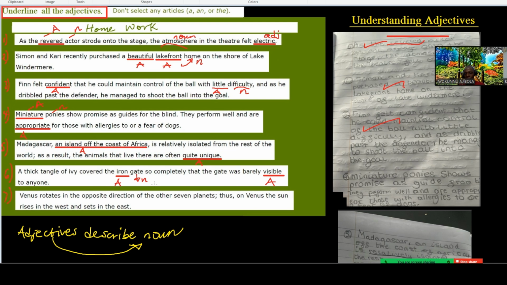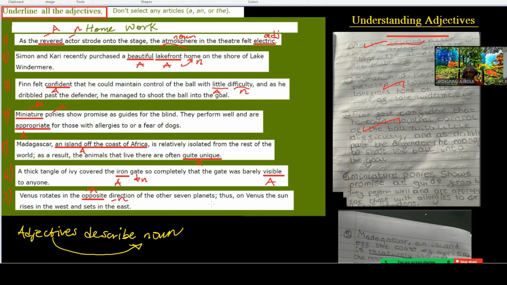Then the last one: Venus rotates in opposite direction of the other seven planets. Thus, on Venus, the sun rises in the west and sets in the east. So, what are the adjectives in number seven? Opposite. That's correct. Would there be any other one? Opposite is the adjective, and direction is a noun. Rise is a verb because it has a past tense, rose.